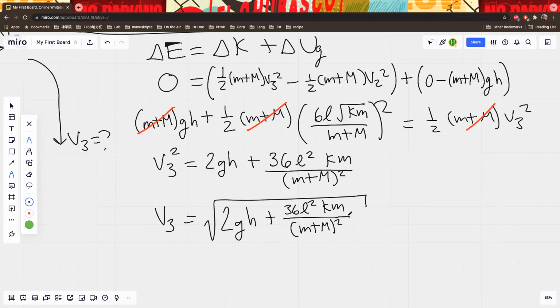All right, so we have 2gh minus 36L squared KM over (m plus capital M) squared. That's right, that's the right answer. Now the last question, part E, it says, what is the limit as capital M goes to infinity? Limit as capital M goes to infinity of V3.